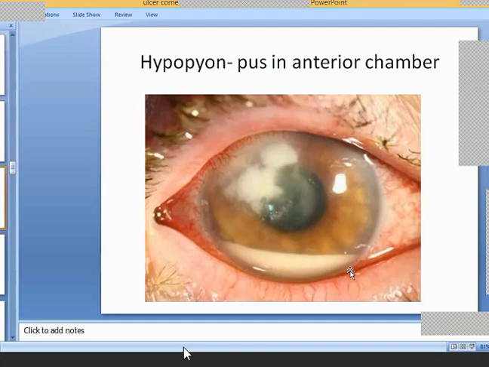That's called a... what is that called? Anybody?